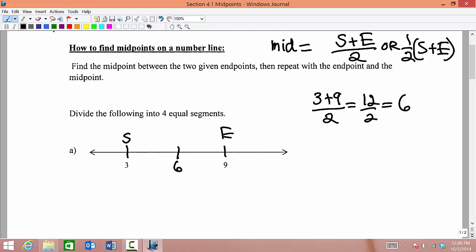So we can get a little bit faster at this. We can add 3 plus 6 to get the quarter point, or the next midpoint. 3 plus 6 would be 9, and then multiplying that by a half or dividing by 2, I get 9 halves. 6 plus 9 is 15, and then divide that by 2 or multiply by a half, I get 15 divided by 2.